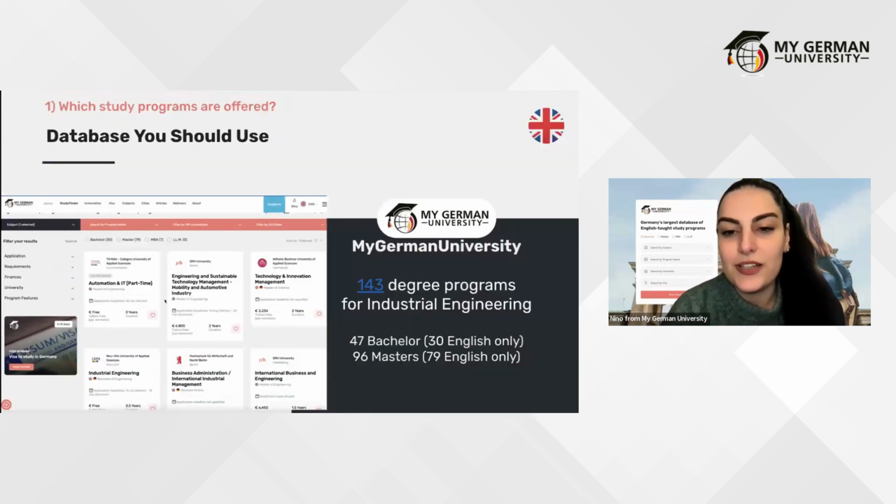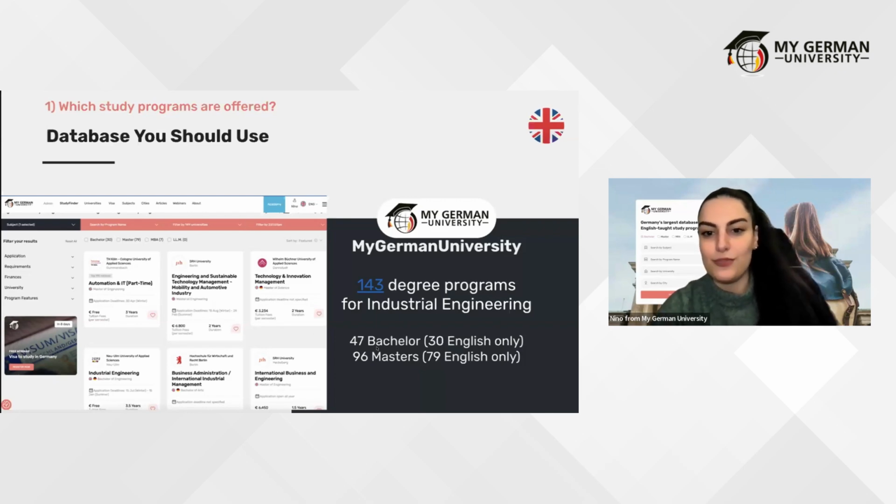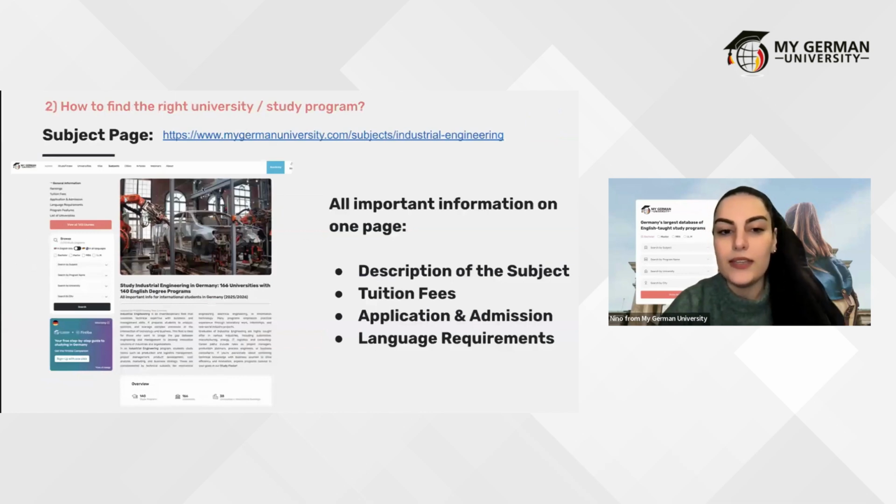Now, as I have mentioned, industrial engineering: if you use the study finder and filter for that, the advice will be to filter by a subject, not by program name, and then you select one and you have all these drop-down menus for different things. And you can see that there are 143 degree programs, 47 on bachelor, 96 on masters. And there is an option of English only selection in case you are not ready to start your very first semester with German language.